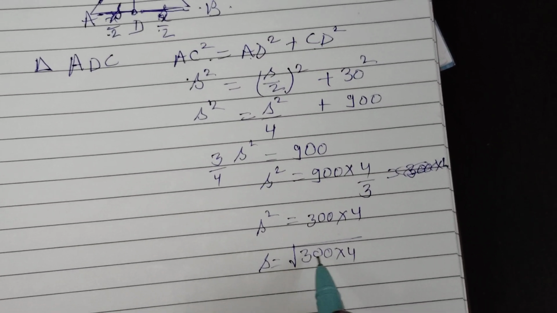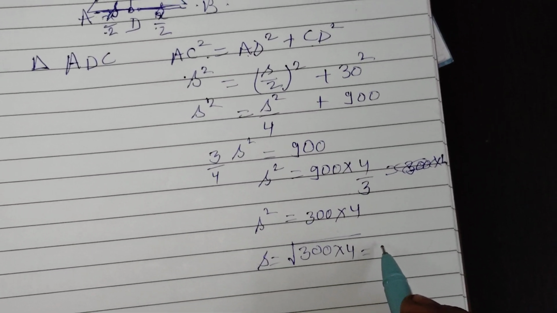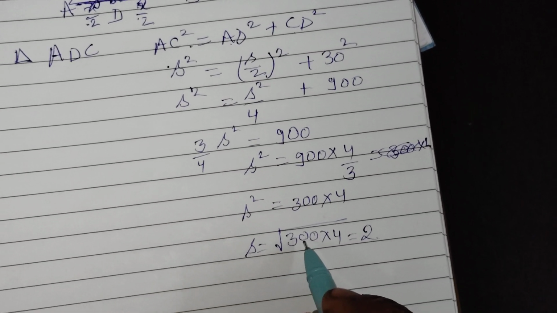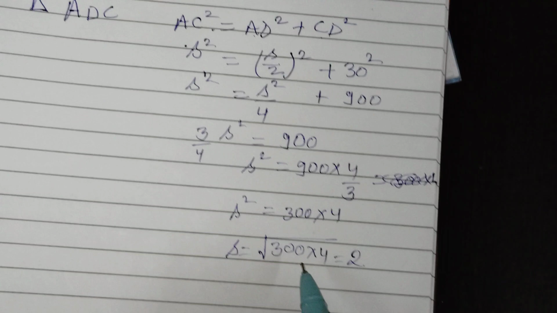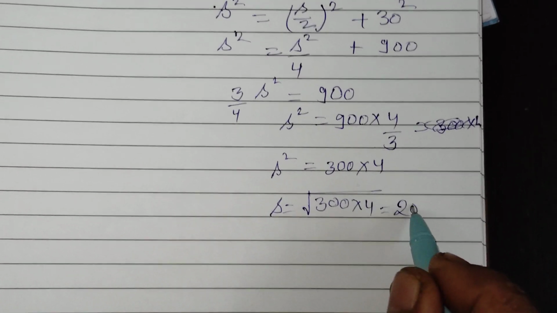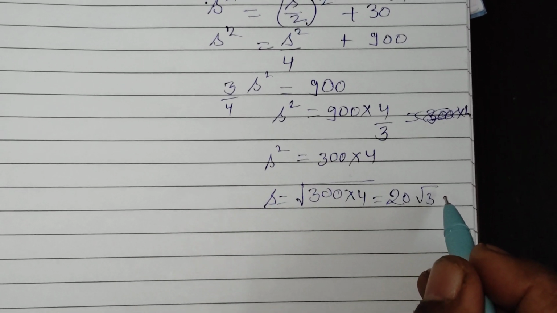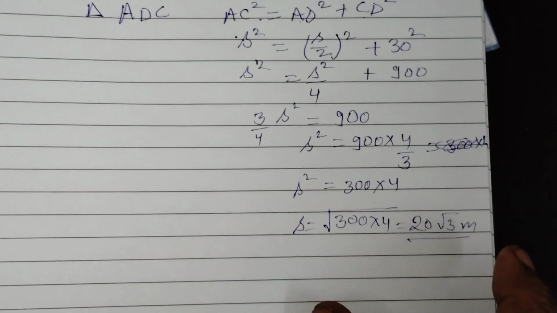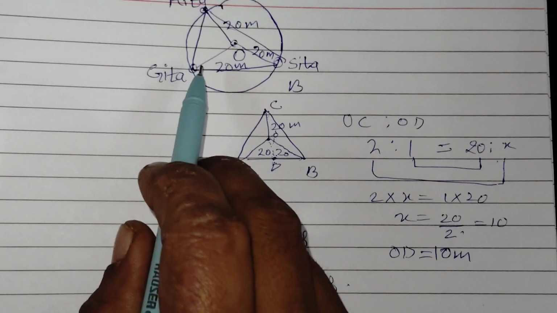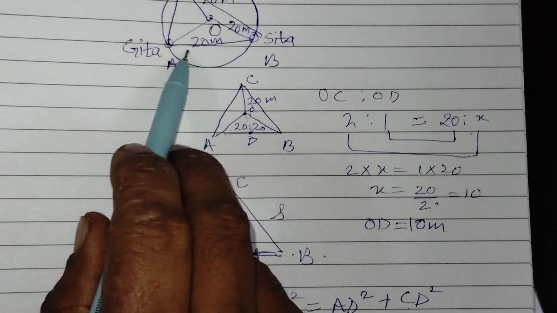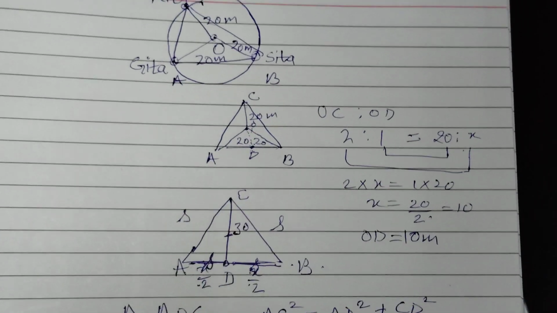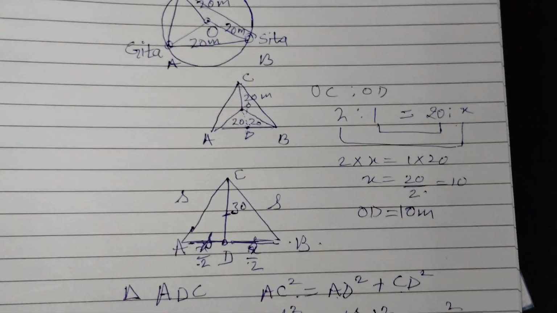The square root of 4 means 2. The square root of 100 is 10, and 300 is written as 3 into 100. So the square root of 100 is 10, and it becomes 20. So 20 root 3 is the side of the equilateral triangle. So this is the answer. Each girl in the question is 20 square root 3 meters away. This is an NCERT question that is asked as a 5 marks question.